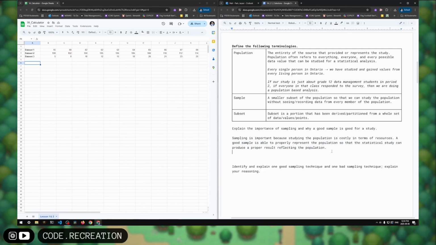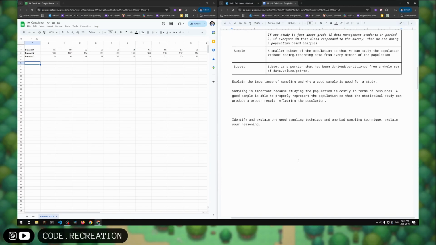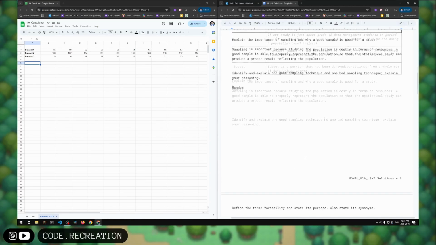So we do sampling because analyzing the population is very costly. You have to talk to every single thing, you have to look at every single thing that's possible within the population, or talk to everyone that is part of the population. So if we have a good sample by using good, proper sampling techniques, we should be able to still do a very effective statistical analysis study that will represent the population, even though we only looked at a little subset of the population. So that is the importance of that.